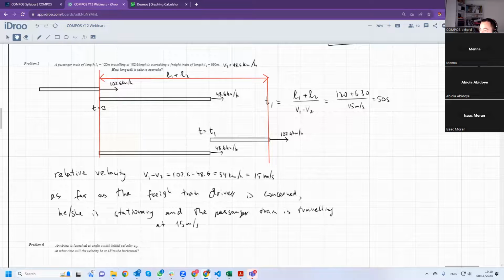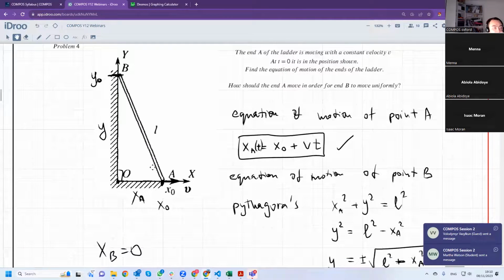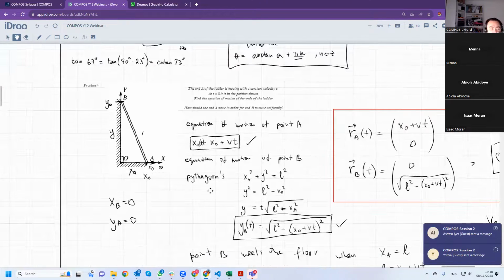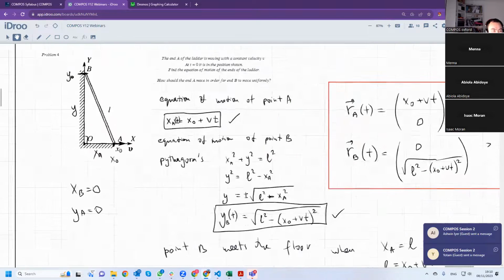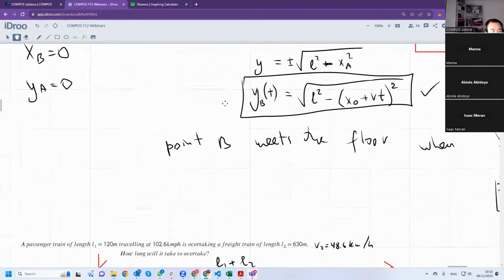So in the previous question, why would it be x equals x0 plus vt? x0 is the position at time equals 0. So we start from this position. Sorry, I didn't clarify. At t0, it is in the position shown. So that's the initial position of the ladder. So there's a question about the equation. It's this because when t is 0, x is x0.